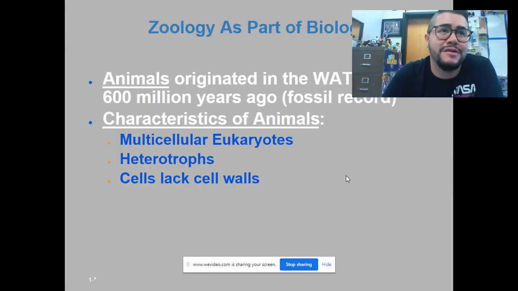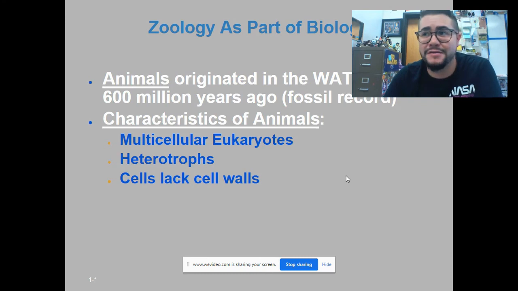So the animals that we're going to study in zoology, the oldest animal in the fossil record dates back to about 600 million years ago, and that was a sponge-like organism. And the characteristics that all animals share, in addition to those 8 characteristics that all living things share, animals are also multicellular eukaryotes.